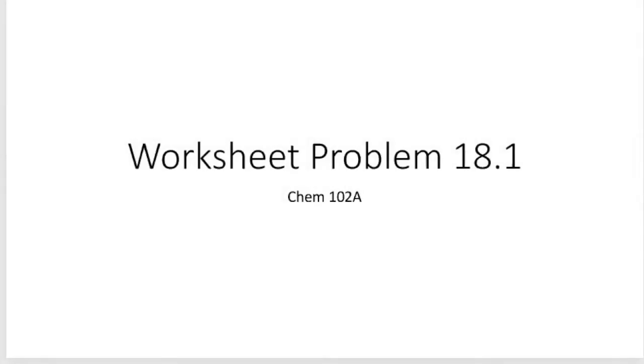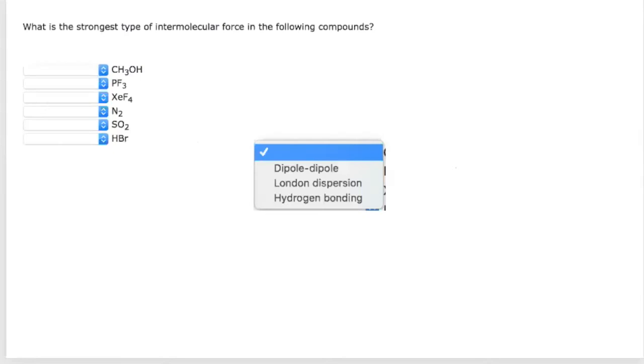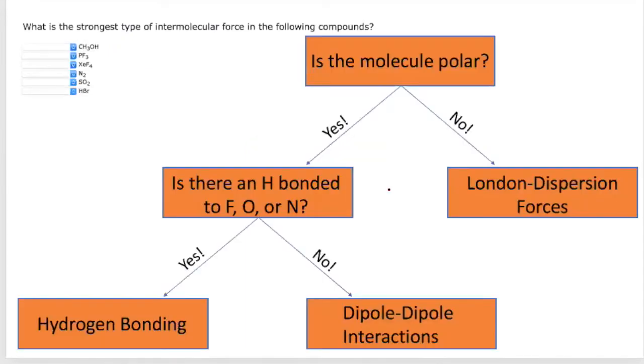So the first problem we're looking at is 18.1 on worksheet 18. And the first question it asks is, what is the strongest type of intermolecular force in the following compounds? The options it gives us are dipole-dipole interactions, London dispersion forces, or hydrogen bonding. So I've made the following little flowchart here just to direct us a little bit.